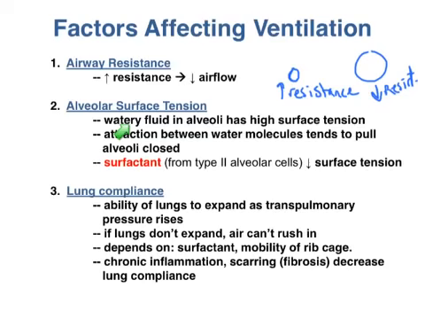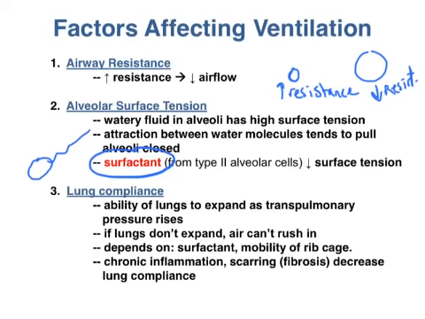Now, thankfully, you have cells in your alveoli, the type 2 alveolar cells, that produce a substance called surfactant. Surfactant is a molecule that is both hydrophobic and hydrophilic, so it acts a little bit like a detergent. It's got a hydrophilic region and then a hydrophobic region. And it sits over the surface of the fluid in your alveoli, reducing the surface tension.